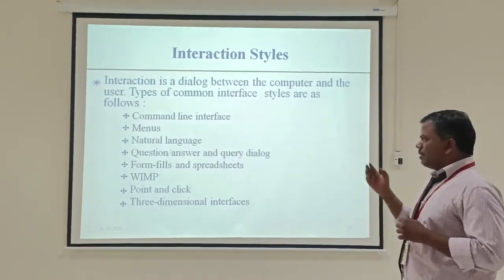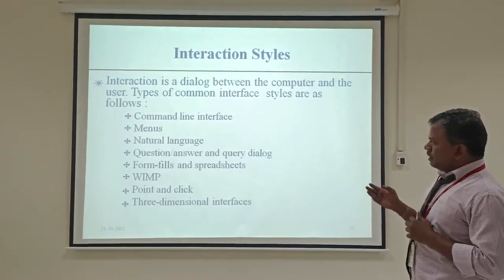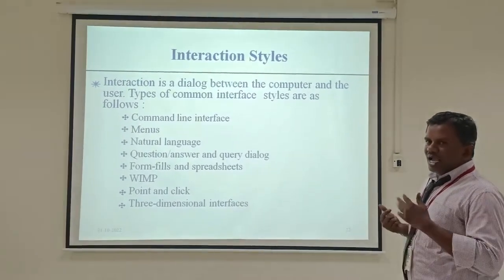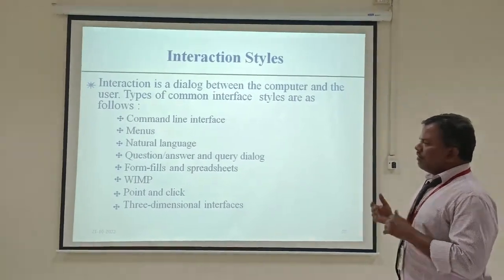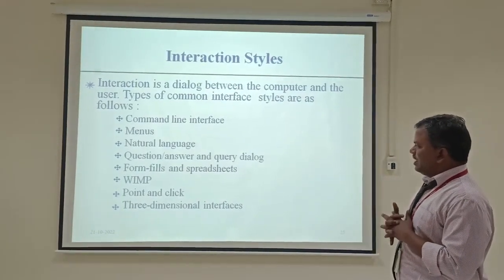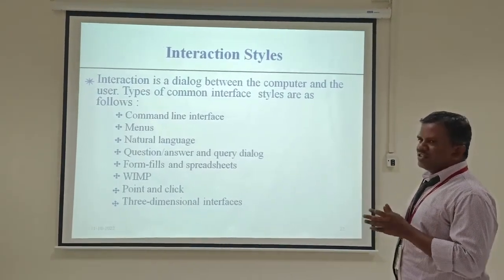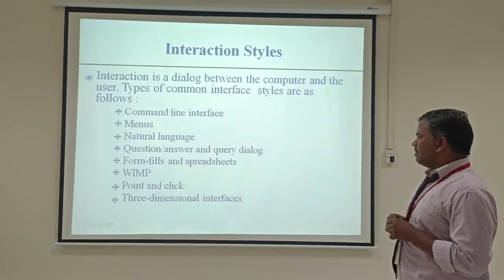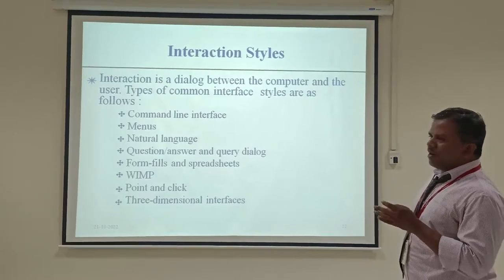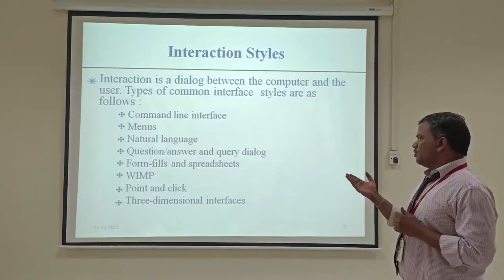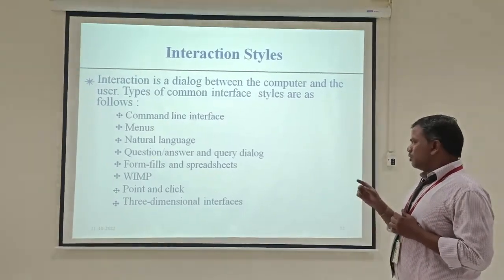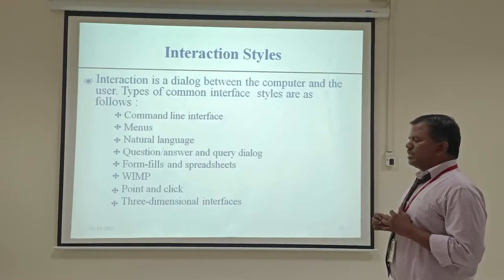The next one, WIMP: windows, icons, menus, pointer. First, windows: whenever we open a window, we can access any kind of data. Then icons, using which we easily access any languages and applications. Then menus, which we can access quickly using the buttons. Then pointer is the cursor, used when we want to click.